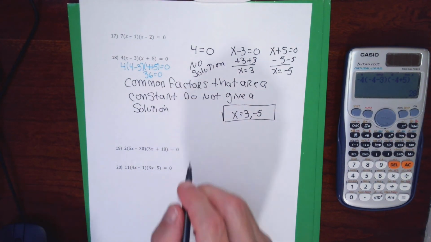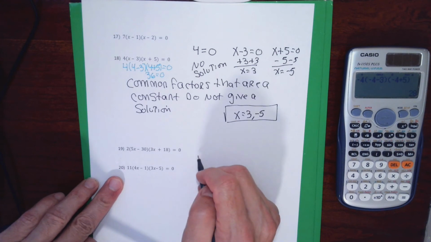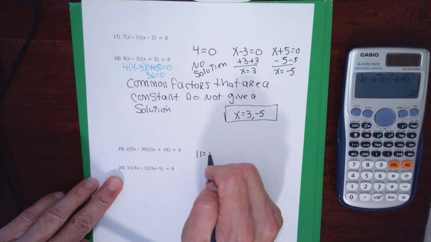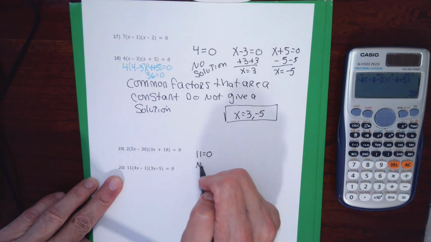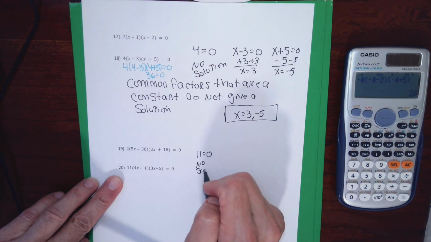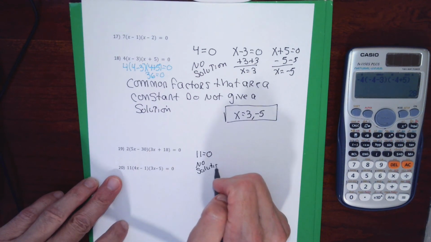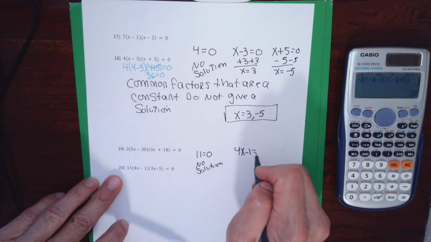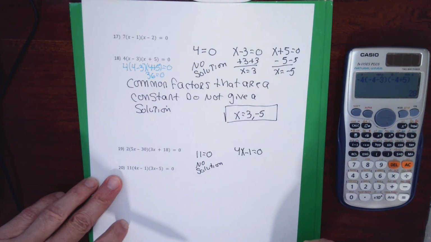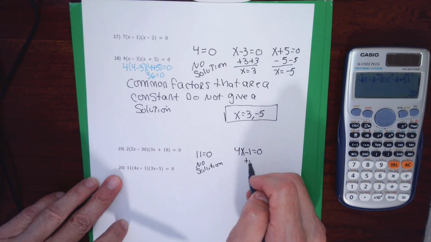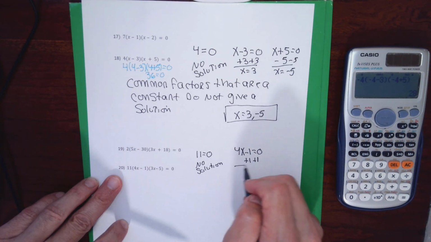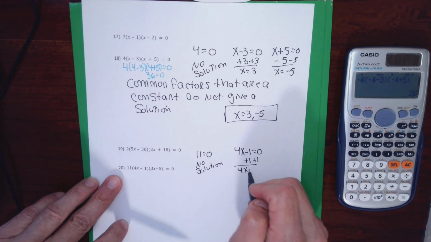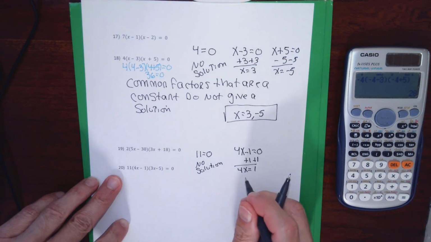In problem 20, it's factored and set equal to 0. So I'm going to set 11 equal to 0. That's a common factor without an x. It doesn't give a solution. I can set the 4x minus 1 equal to 0. If you could just look at that and say the answer is 1/4, that's better than doing what I'm about to do. Add 1 to both sides and divide both sides by 4.